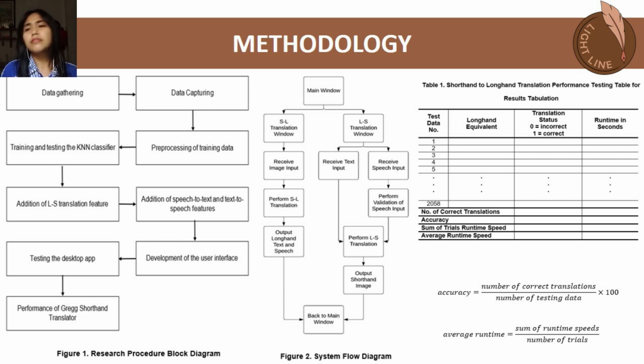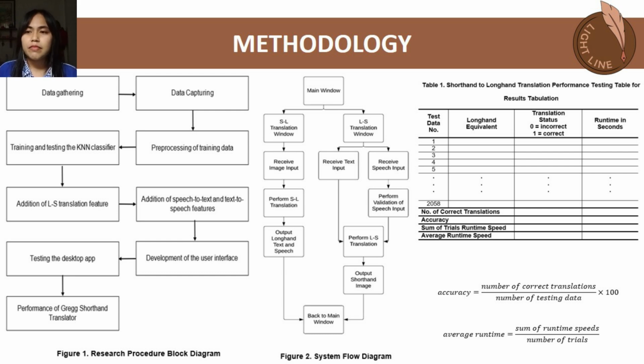Figure 2 reflects how the system works. We've got a main window when the user opens the desktop application, and the user can choose between shorthand to longhand or longhand to shorthand translation. If the user chooses the shorthand to longhand translation, a corresponding window pops up, and it receives an image input, performs the translation, and outputs the longhand text as well as the speech.